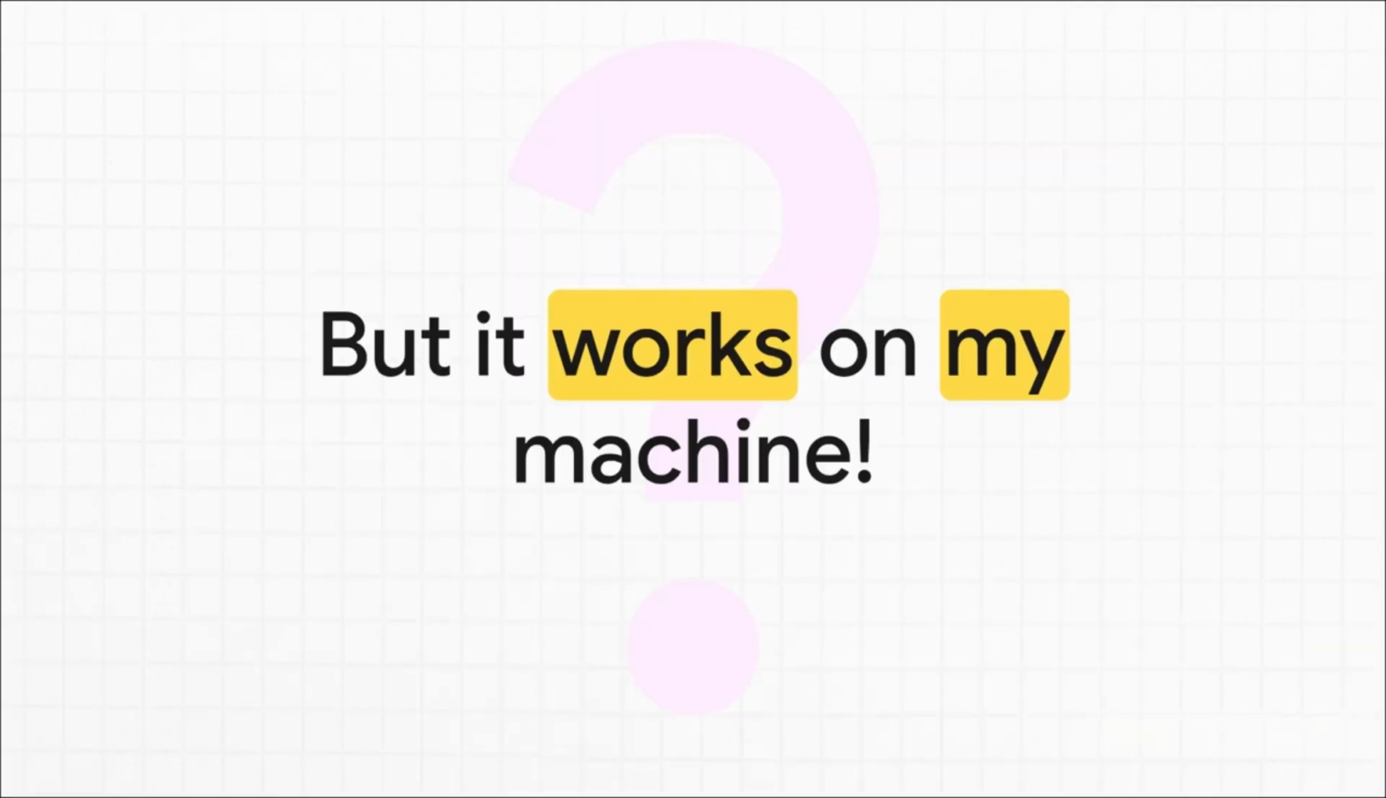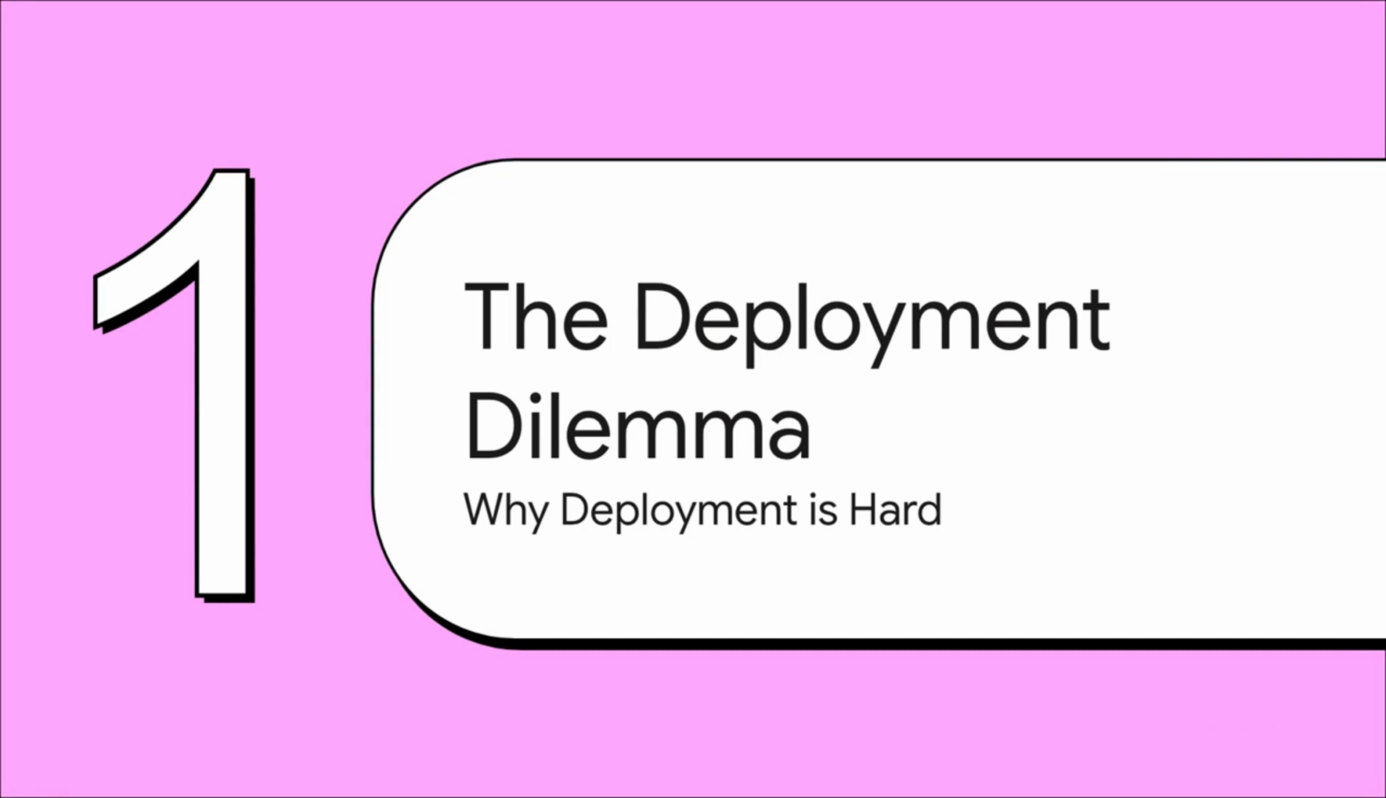Come on, if you're in tech, you've either said this or you've heard someone say it. It's that classic soul-crushing moment, right? Your code works perfectly on your laptop, but the second it goes to a server, everything just breaks. Well, that one phrase is the perfect place for us to start. So yeah, that whole "works on my machine" problem, we're going to call that the deployment dilemma. Let's get into why this happens all the time, especially with modern applications.